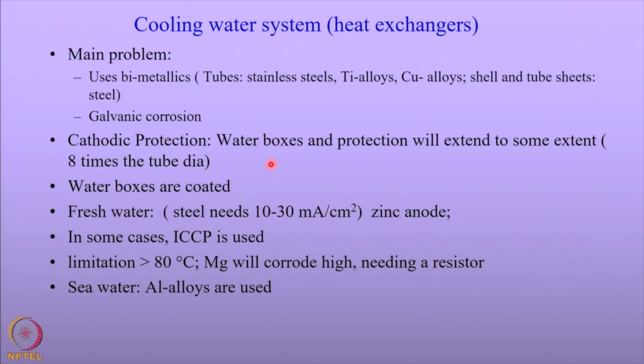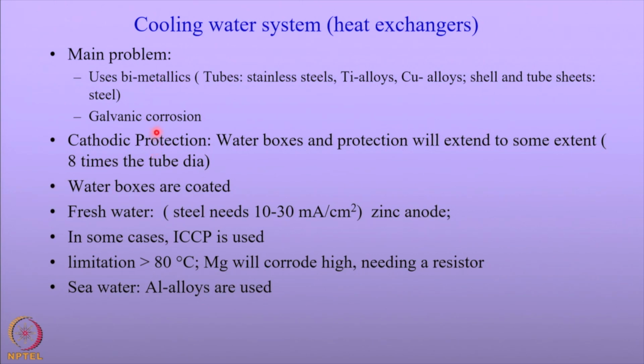Let us move on to the next topic, which is the cooling water system, wherein heat exchangers are used, and these heat exchangers are required to be cathodically protected. The main problem in the case of cooling water systems is that the heat exchangers use bimetallics. Tubes mainly consist of stainless steels, titanium alloys and copper alloys, whereas the shell and the tube sheets are made of steels, and therefore galvanic corrosion occurs.